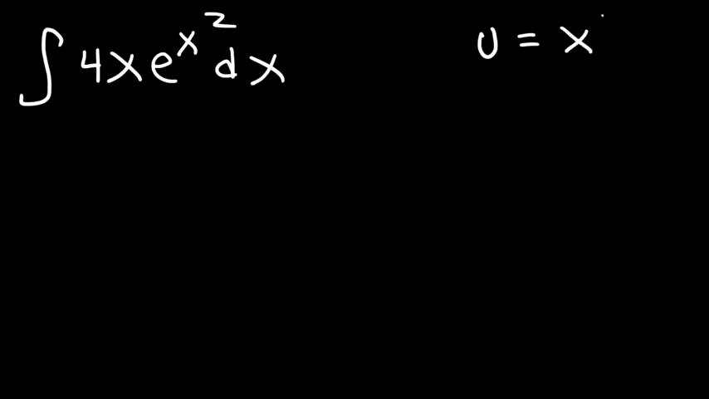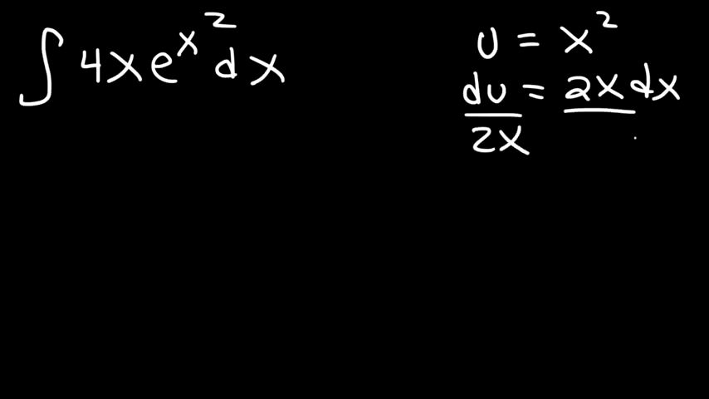Now let's try another example. What is the antiderivative of 4x e raised to the x squared dx? For this, we need to use u substitution again. But this time, we're going to make u equal to x squared. Du is going to be the derivative of x squared, which is 2x times dx. And now let's get dx by itself. Let's divide both sides by 2x. And so this disappears. So dx is du divided by 2x.